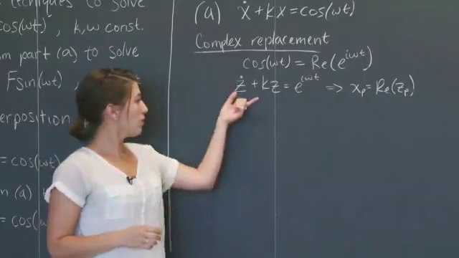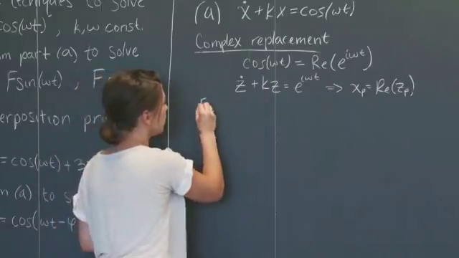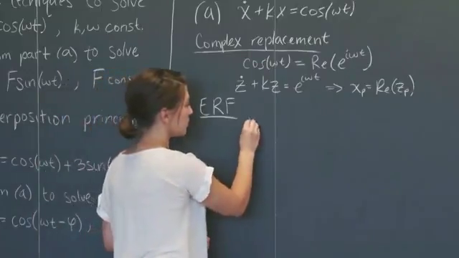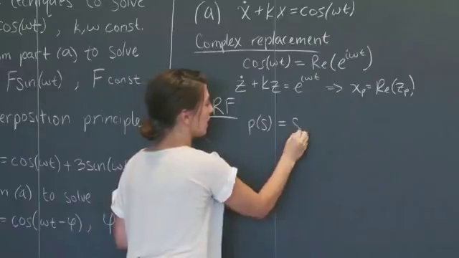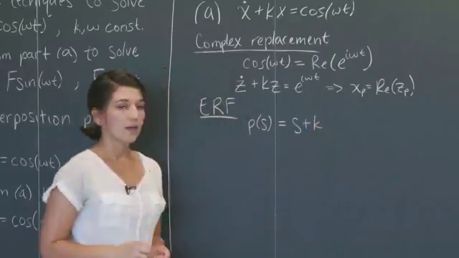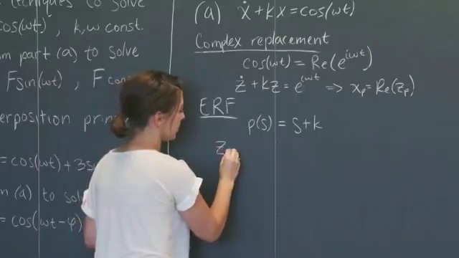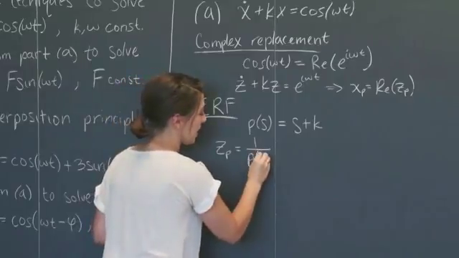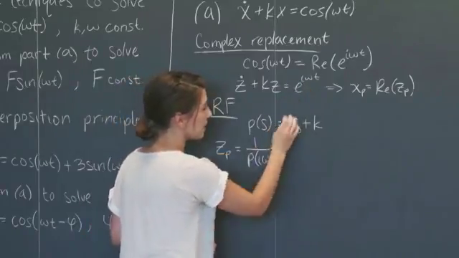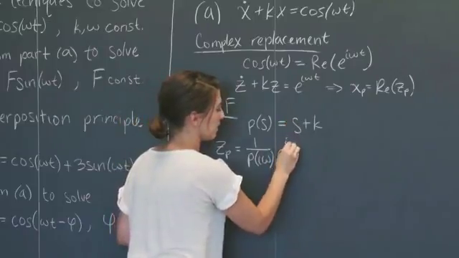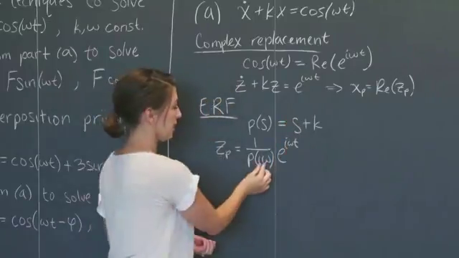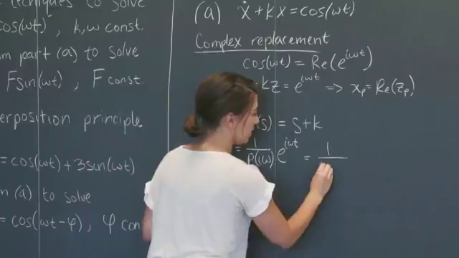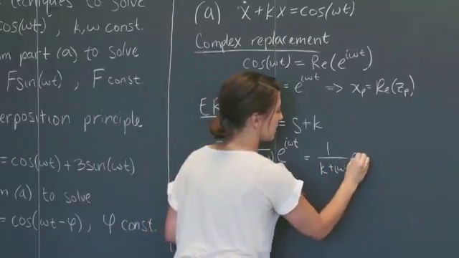To solve the ODE for z, we're going to use the ERF. We'll need the characteristic polynomial, which is p of s equals s plus k. And the ERF tells us that a particular solution, z sub p, is equal to 1 over the characteristic polynomial evaluated at i times the frequency, times the right-hand side, e to the i omega t. Substituting i omega into the characteristic polynomial gives us 1 over k plus i omega times e to the i omega t.